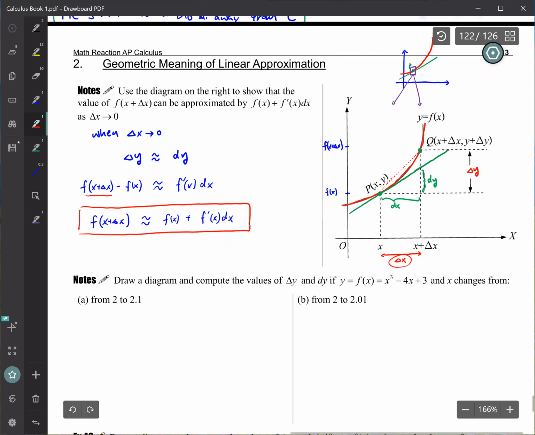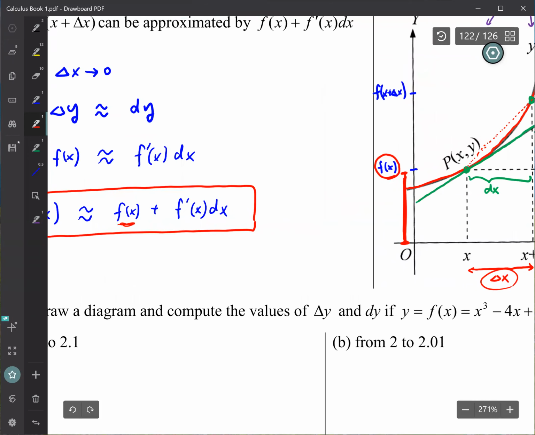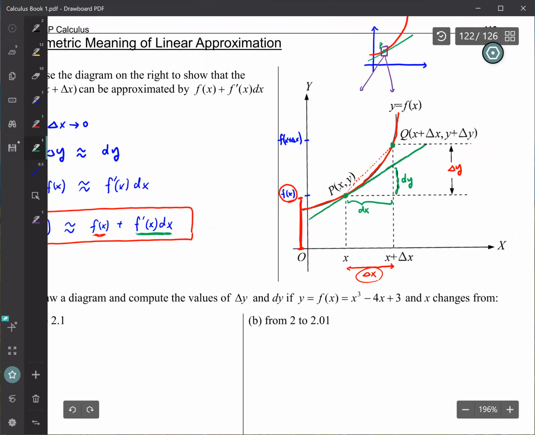Okay, let's look at the graph on the right side again. The f of x is the y value, right? Remember that over here I put a red circle, the y value from 0 to the top. I'm going to draw that line. And then dy, right? f of x is this part. dy is here, f prime dx. And in the picture, it represents this part. Any questions so far?